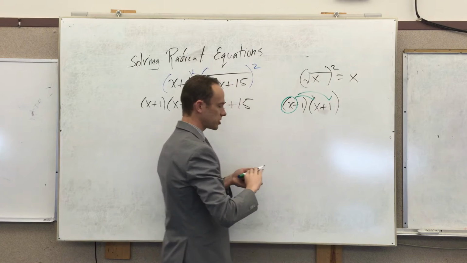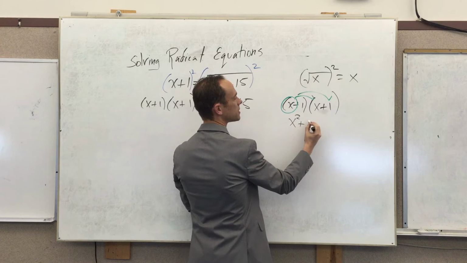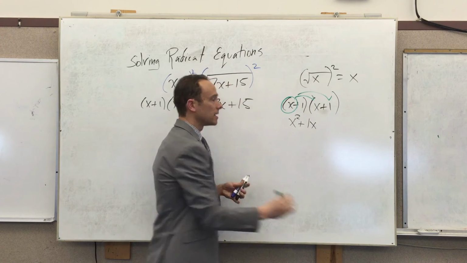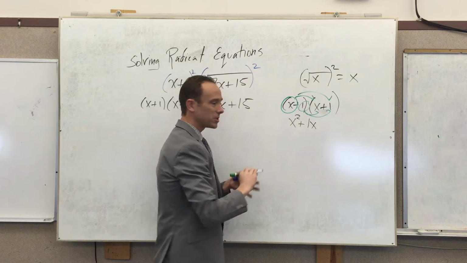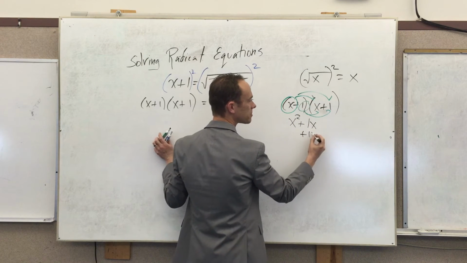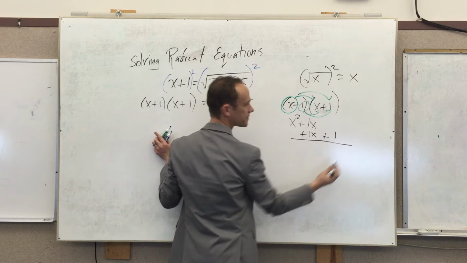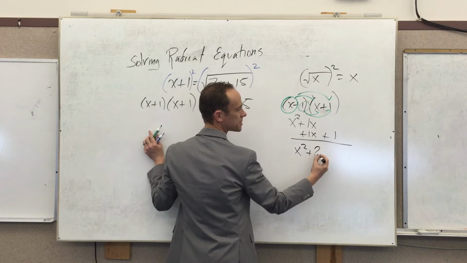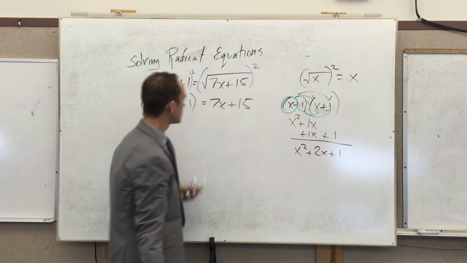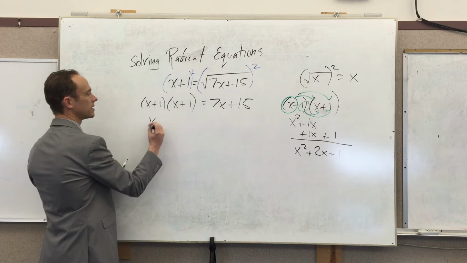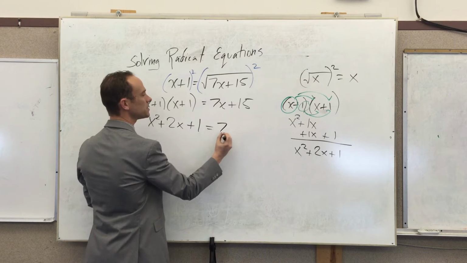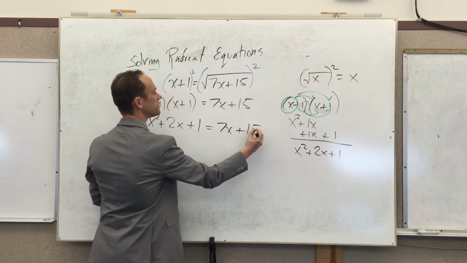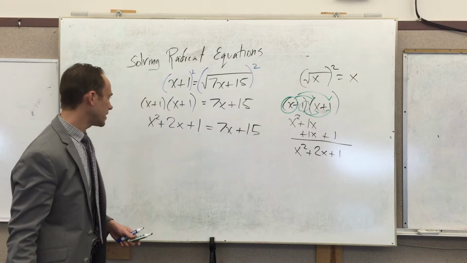I'm going to take that x, distribute it that way, and I get x squared plus 1x. Again, FOIL is a double distribute. So you take this term and you distribute it as well. You get plus 1x plus 1. Add your like terms. Holla. Over here, let's rewrite that. X squared plus 2x plus 1 is equal to 7x plus 15. I'll be feeling good right now.